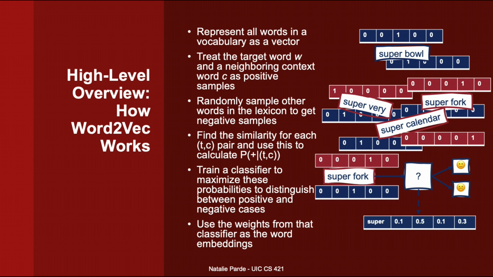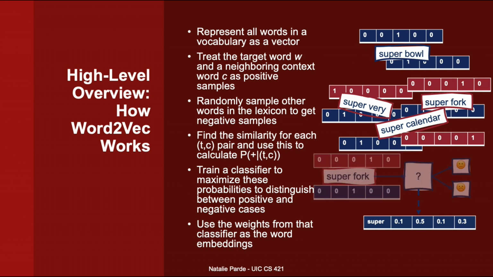In the written materials for this course, we already discussed some of the basic intuition underlying Word2Vec. At a high level, the algorithm represents all words in a vocabulary as a vector, treating the target word W and a neighboring context word C as positive samples. It then randomly samples other words in the lexicon to get negative samples, finds the similarity for each target context word pair, and uses this to calculate probabilities regarding whether the context word does or does not occur in the context of the target word.